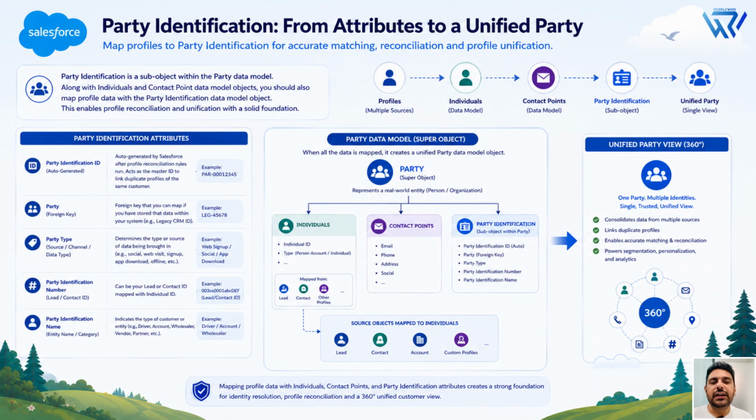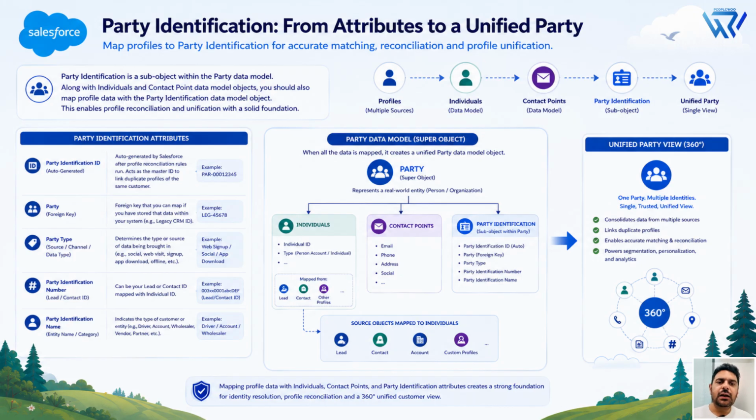Then we have party identification name. You can tell which type of customers you are bringing. For example, are these your driver details? Are these the accounts, or are these your wholesalers? Are these your vendors? This kind of information can be stored within party identification name.